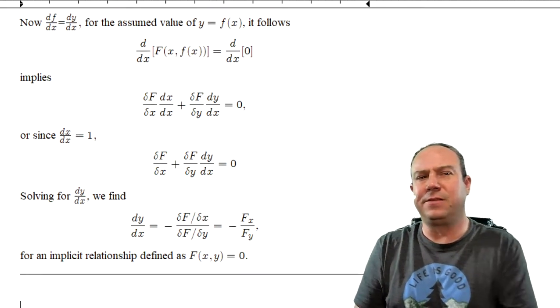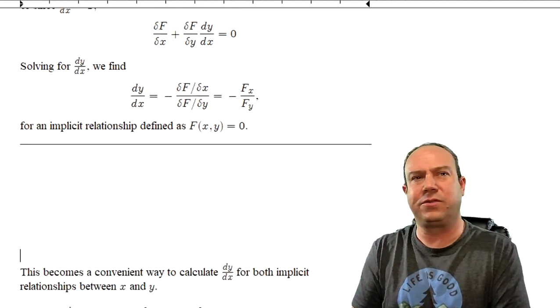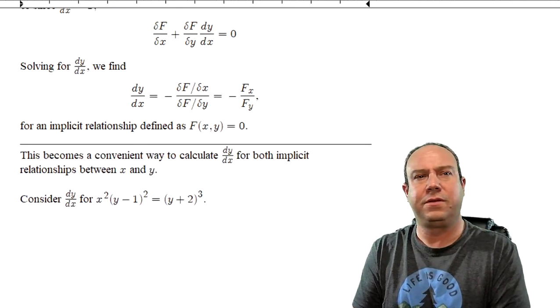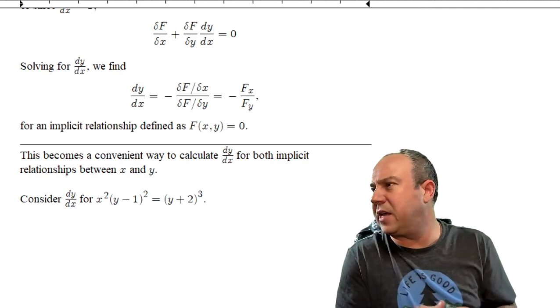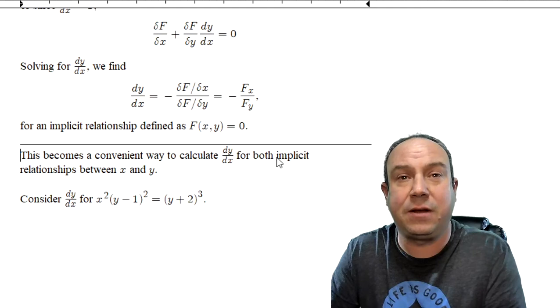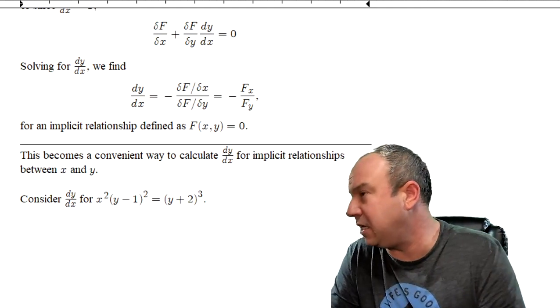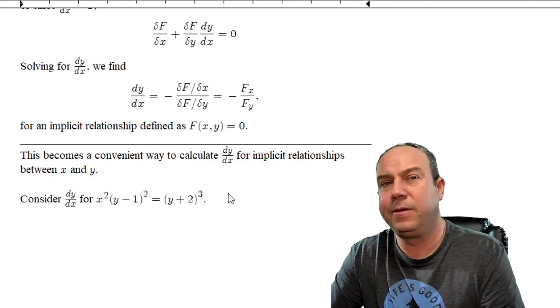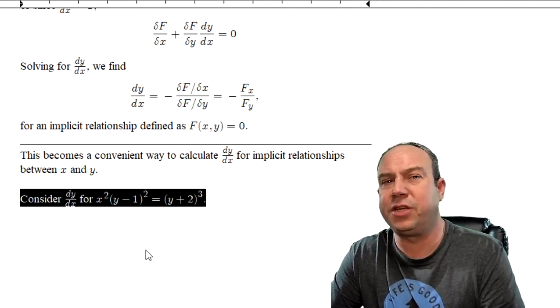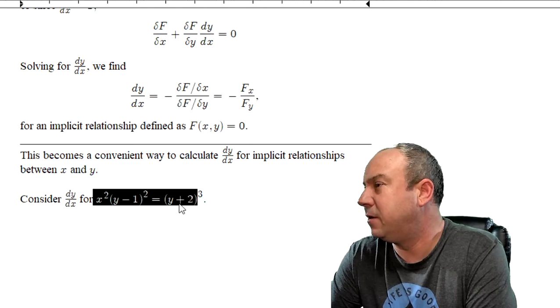All right. Let's look at an example. This is a quick set of notes, folks. All right. This becomes a convenient way to calculate dy dx for, I should really say here, just implicit relationships between x and y. Here's an implicit relationship between x and y, and we're being asked to find dy dx. Consider dy dx for this implicit relationship.